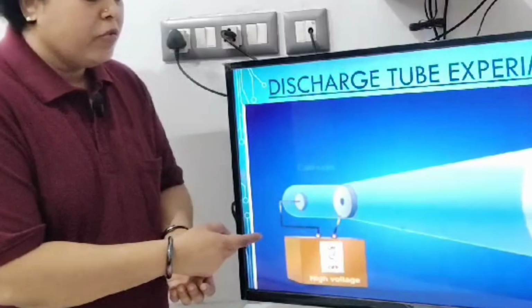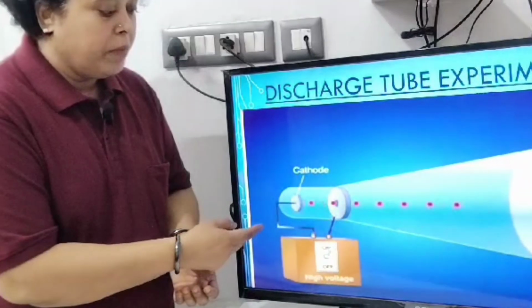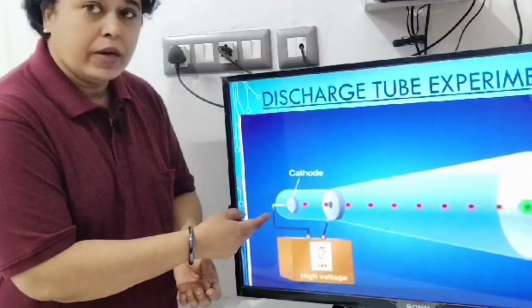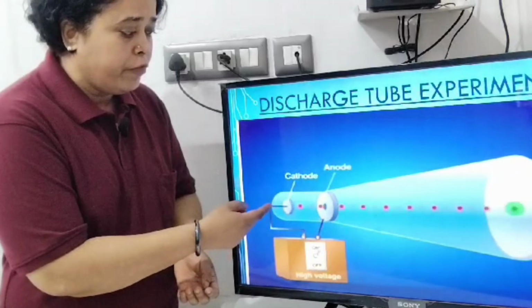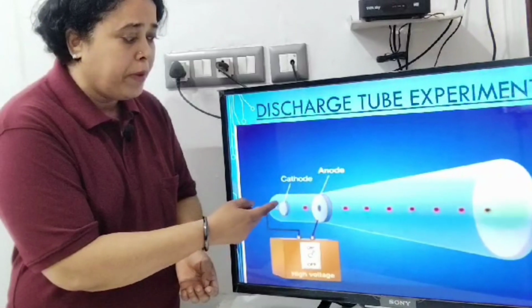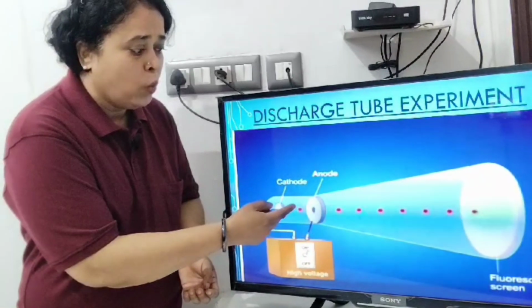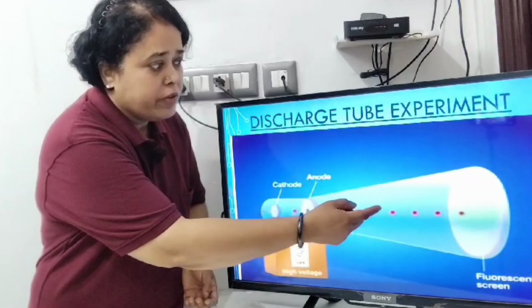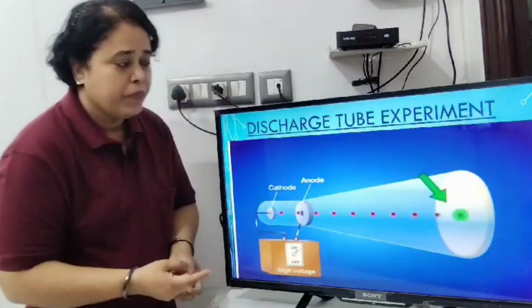When current is passed through the discharge tube, some invisible rays, particles, will start coming from the cathode, and they pass through the hole in the anode and strike the fluorescent screen, producing a glow.